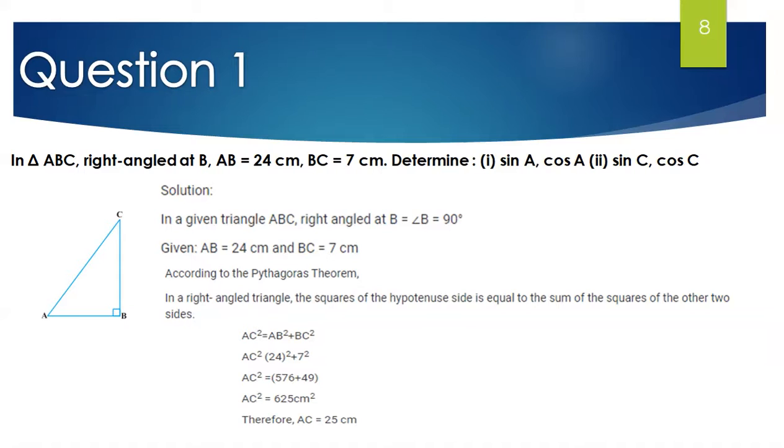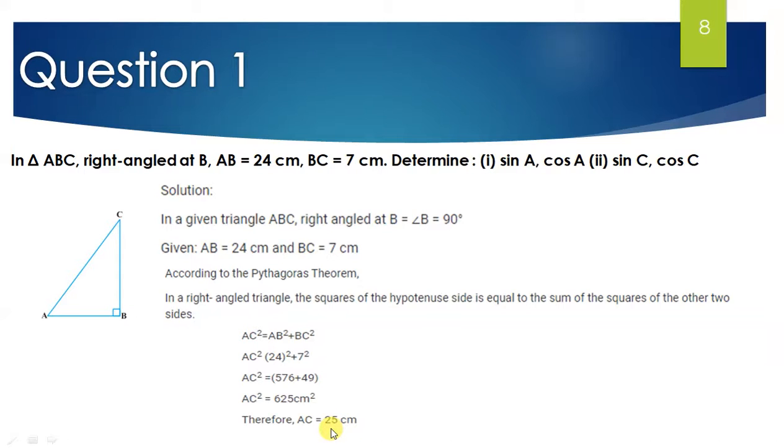Now, in a right angle triangle, whenever we have the words right angle triangle, something comes to mind: Pythagoras theorem, right? So I know AB, I know BC, I can find AC using Pythagoras theorem. So AC square will be equal to AB square plus BC square. Put the values of AB and BC. I get AC square is 625, which is the square of 25. So the length of AC is 25.